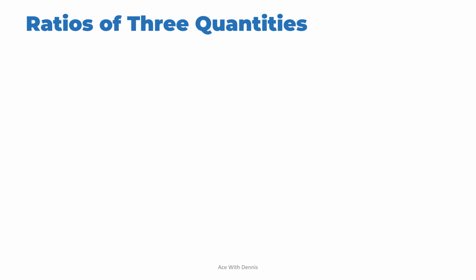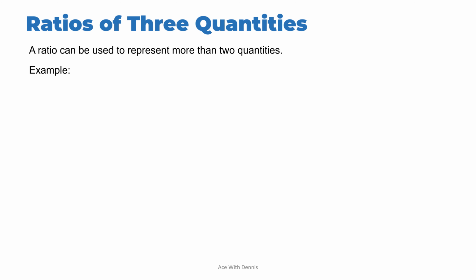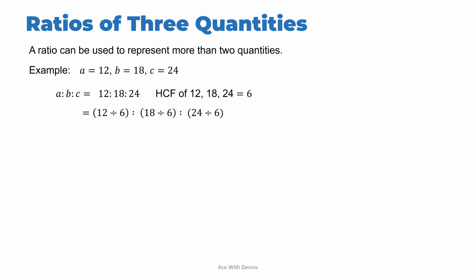Ratios of three quantities. A ratio can be used to represent more than two quantities. Here is an example. Let's say A equals 12, B equals 18, and C equals 24. Hence, the ratio of A to B to C equals 12 to 18 to 24. The HCF of 12, 18, and 24 is 6. Hence, we can divide all these three quantities by 6 and we get 2 to 3 to 4.